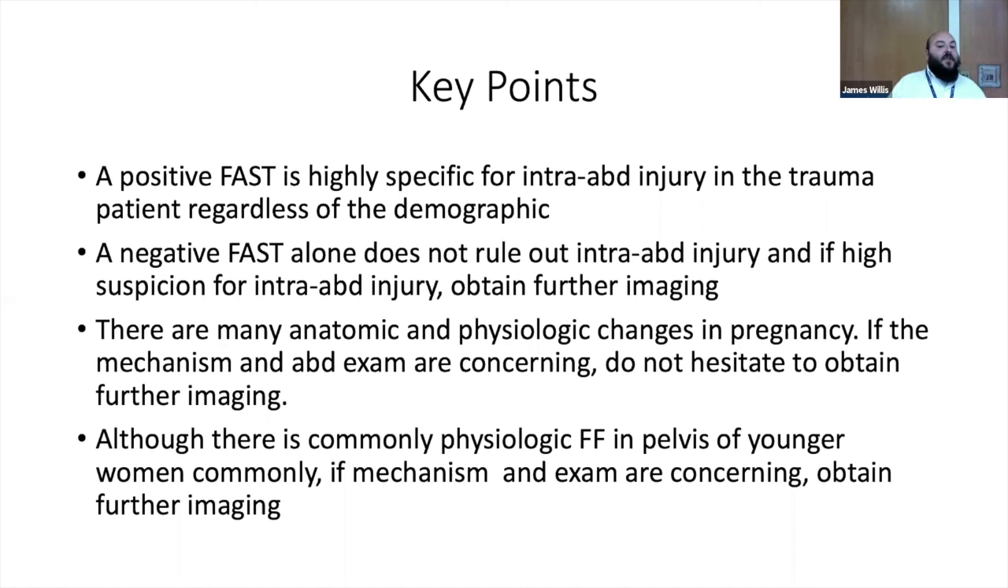There's many anatomic and physiologic changes that occur during pregnancy. If the mechanism and the abdominal exam are concerning, scan. Go through the same route that you would for the non-pregnant patient. And although there is commonly physiologic free fluid in the pelvis of young women, if the mechanism and exam is concerning, you should still obtain further imaging.